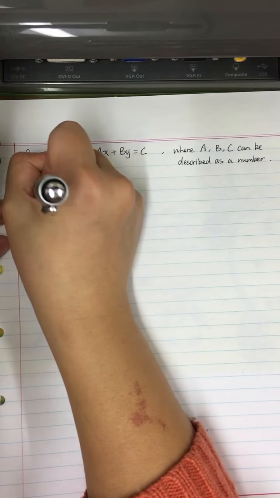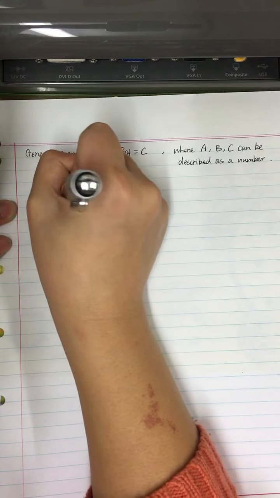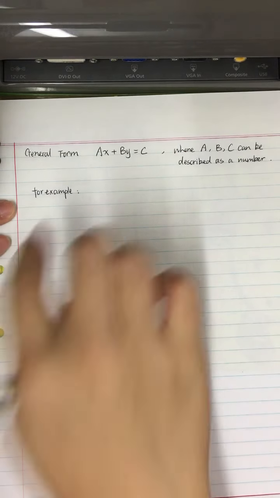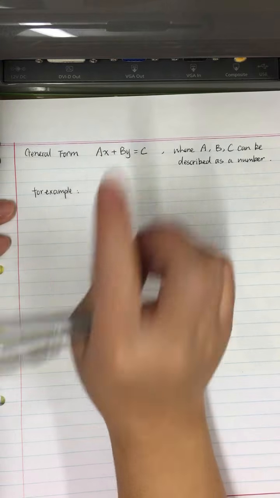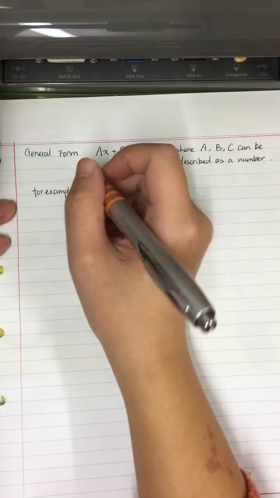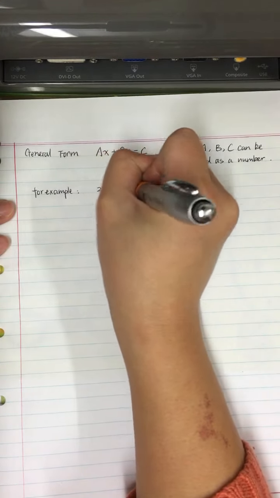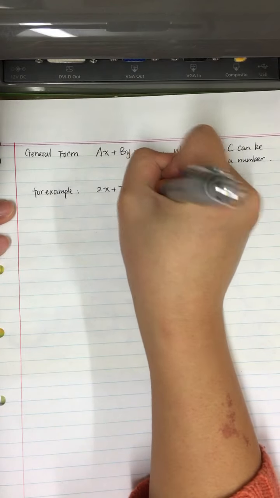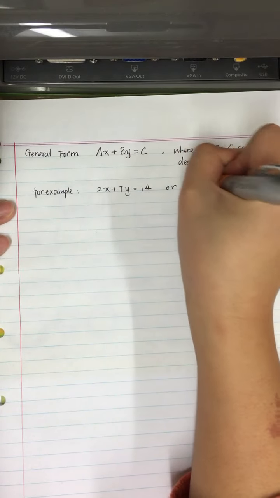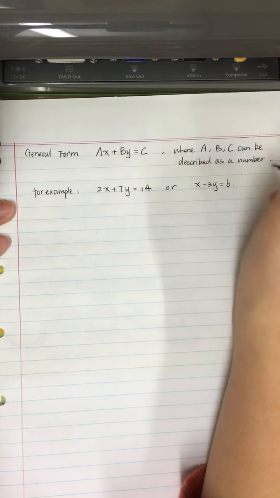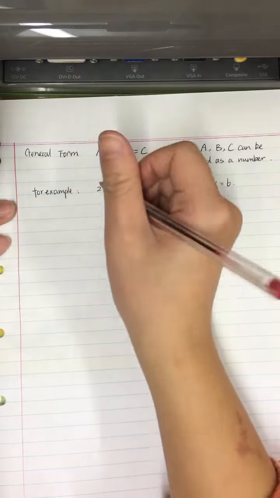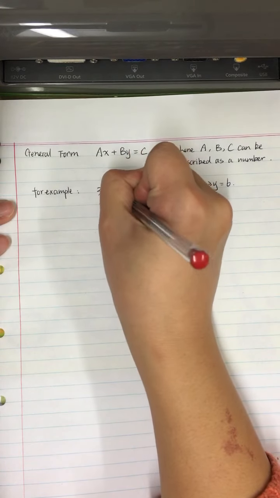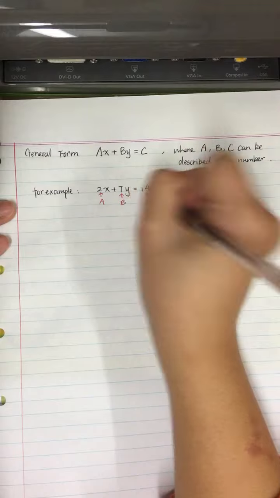So for example, in the equation, you won't see AX plus BY plus C. What you're going to see is A, B, C replaced by numbers. For example, 2x plus 7y equals 14, or something like x take 3y equals 6. They are in general form. You can see now A is equal to 2, B is equal to 7, and C is equal to 14.